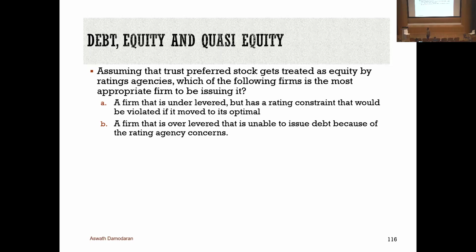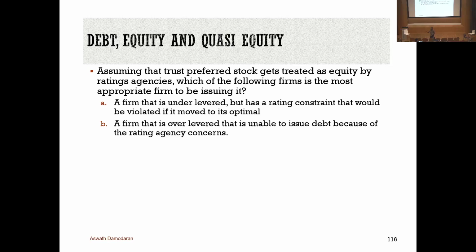The second group of firms are over-levered, but they could slip through this loophole and issue more debt by issuing trust preferred. Which of these two groups is the preferred group if your objective is to not do any damage? The under-levered group with a rating constraint, or the over-levered group that can slip through the loophole and issue the trust preferred? Wade, what do you think?